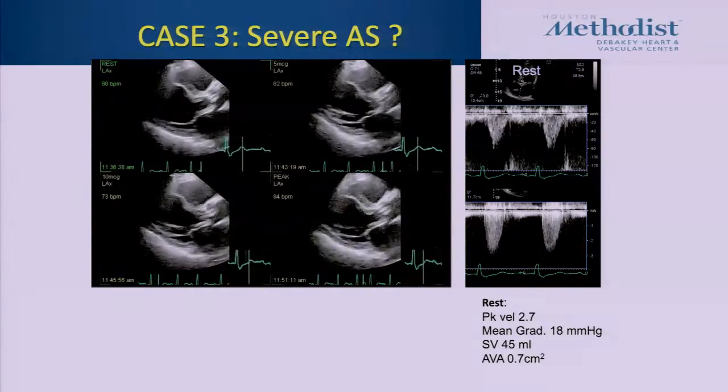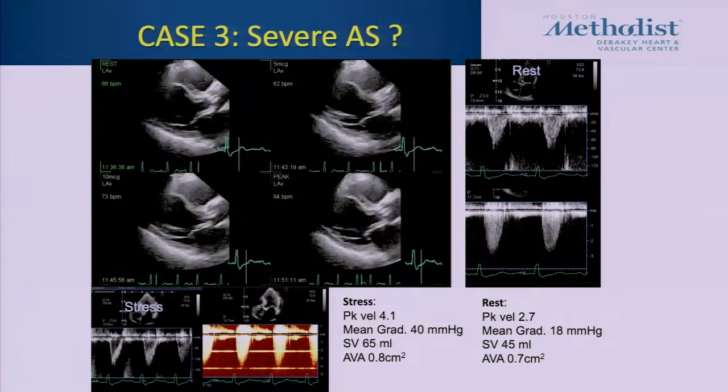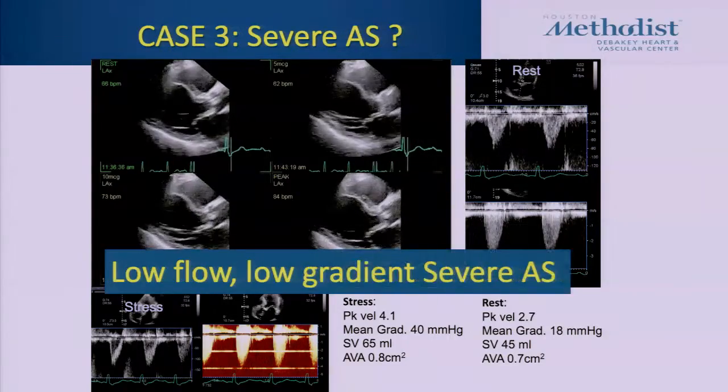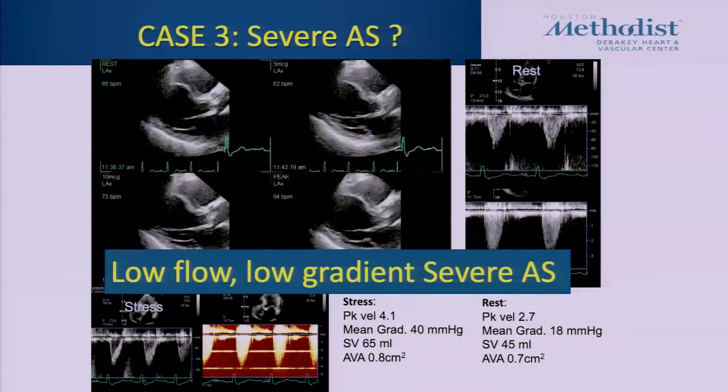Don't know. Similar scenario, this is where dobutamine, augment flow, see if parameters change, is useful. When you do that, velocity goes to 4.1, gradient goes to 40, stroke volume goes up a little bit, and the valve area effectively stays the same. So now you've met all the severe criteria with augmented flow. You can be confident then this is low flow, low gradient, severe aortic stenosis. So this is not necessarily mixed valve disease, but it's sort of hammering that message that you've got to think about the flow when you evaluate mixed valve dysfunction.